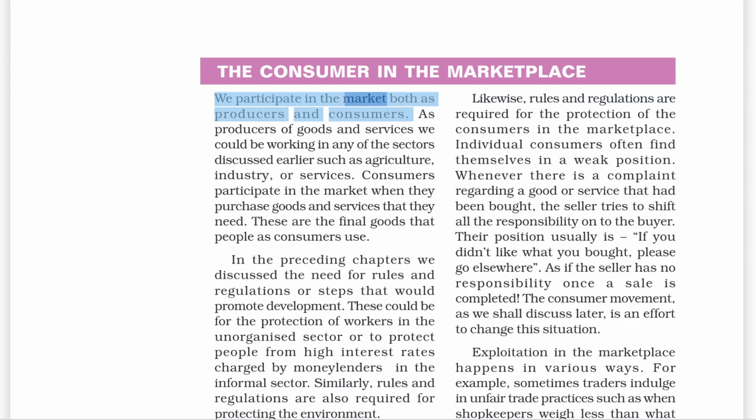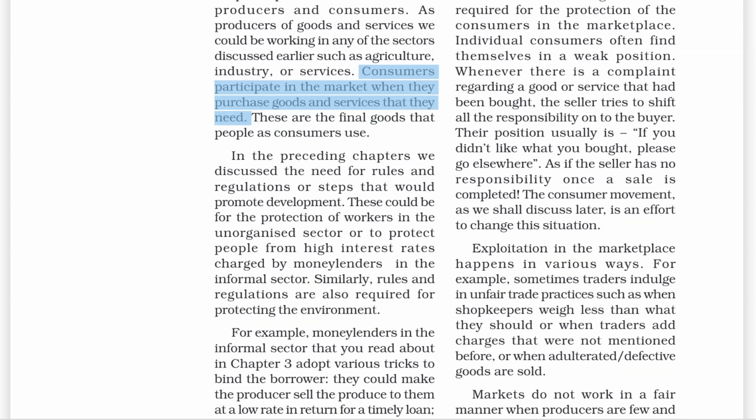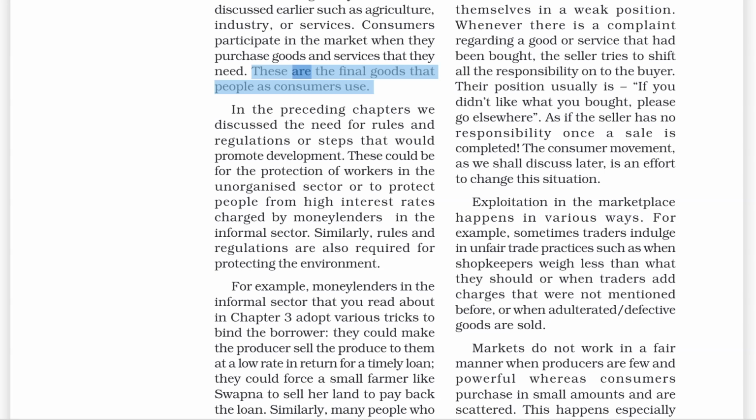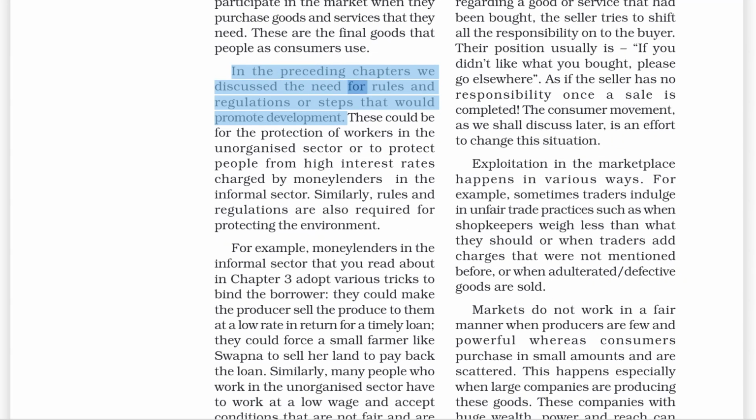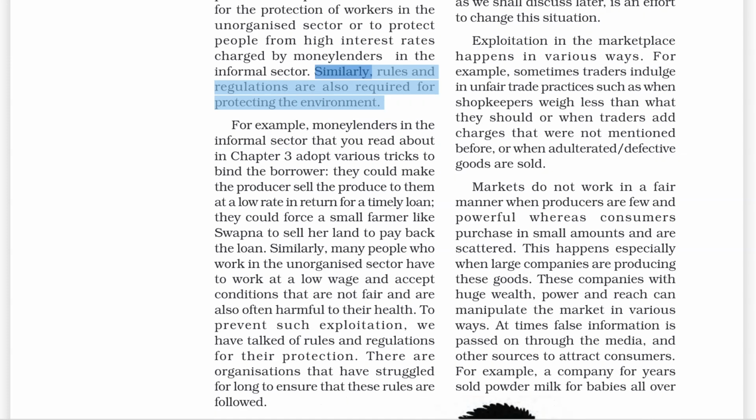We participate in the market both as producers and consumers. As producers of goods and services, we could be working in any of the sectors discussed earlier, such as agriculture, industry, or services. Consumers participate in the market when they purchase goods and services that they need. These are the final goods that people as consumers use. In the preceding chapters, we discussed the need for rules and regulations or steps that would promote development. These could be for the protection of workers in the unorganized sector or to protect people from high interest rates charged by moneylenders in the informal sector. Similarly, rules and regulations are also required for protecting the environment.